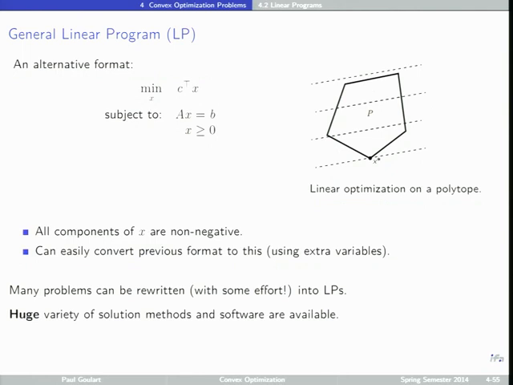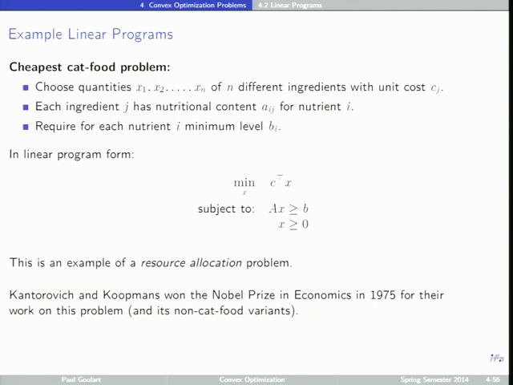Right, so now what I want to show you is just some example linear programs and an example of cases where you can turn something that doesn't look like a linear program into something that does. Maybe you'll guess it's not really a serious example. This is the cheapest cat food problem.